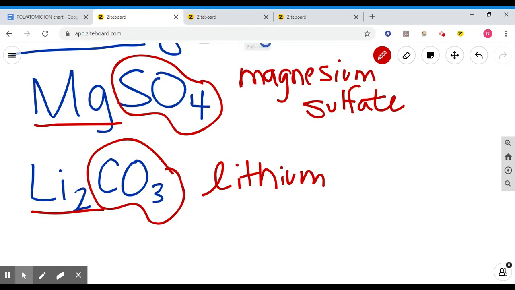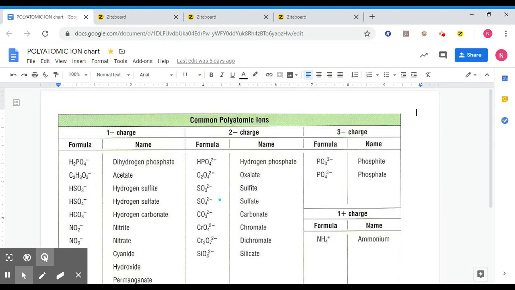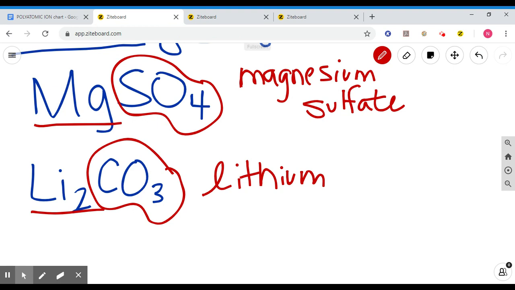So CO3, more than one capital letter. You're going to have to look at that poly chart. So I'm looking for CO3. Look, look, look. Maybe you're getting really good at these. CO3 is right here. Okay, carbonate. So this is lithium carbonate. All right.